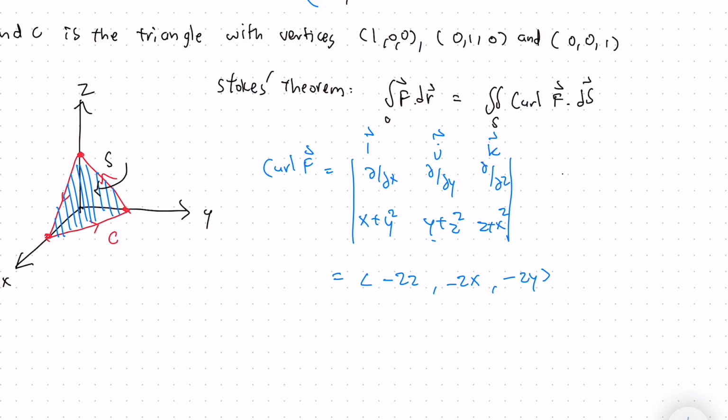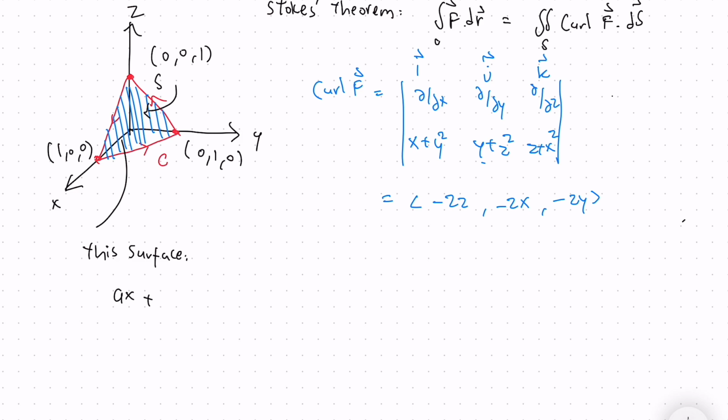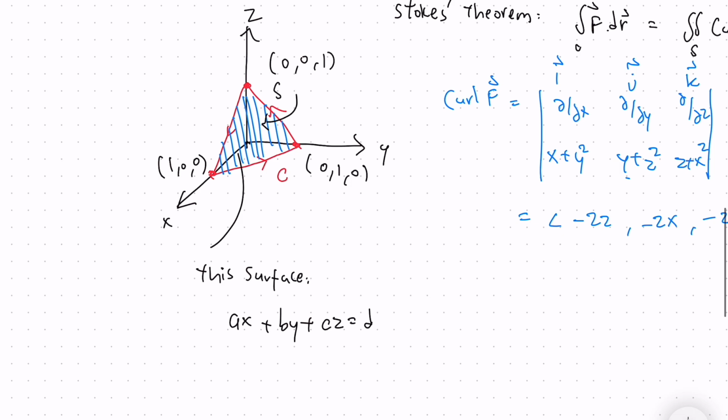That is what we need to integrate, and now we need to think about how we are going to represent this surface. We can think of it in many different ways, but this surface is a graph of a function. It goes through the points 1 0 0, 0 1 0 and 0 0 1. This is a portion of a plane, and any plane is written as ax plus by plus cz equals some constant d.